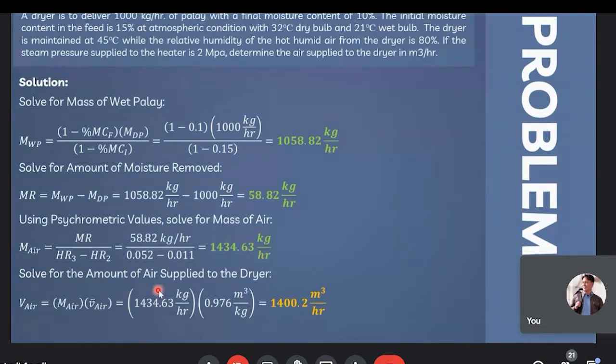Now, solving for the amount of air supplied to the dryer, we have the mass of air multiplied by the specific volume. So, 1,434.63 kilogram per hour multiplied by 0.976 cubic meter per kilogram. Cancel yung kilogram natin. So, ang matitirang sagot is 1,400.2 cubic meters per hour. So, itong volume ng air yung required para ma-achieve natin yung 10% moisture content doon sa palay natin.